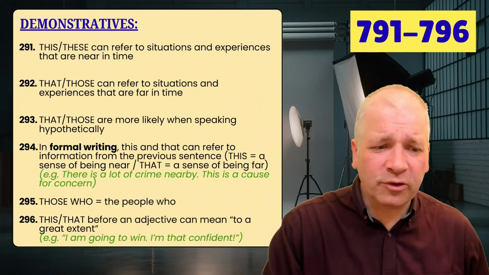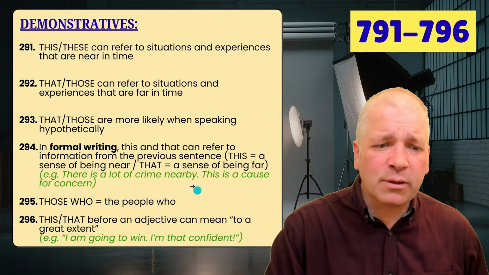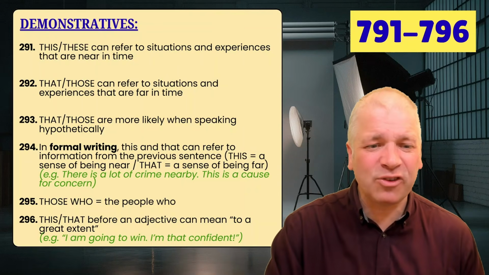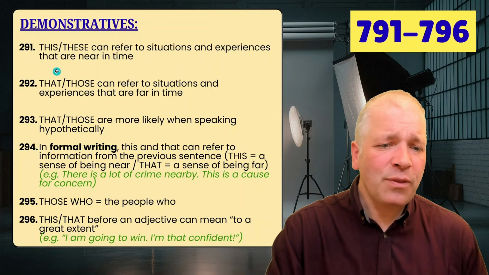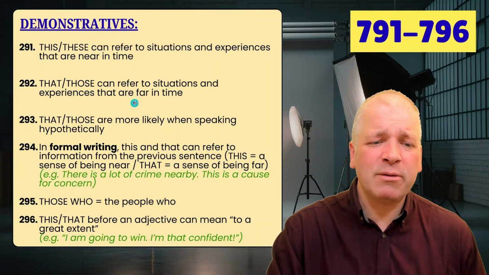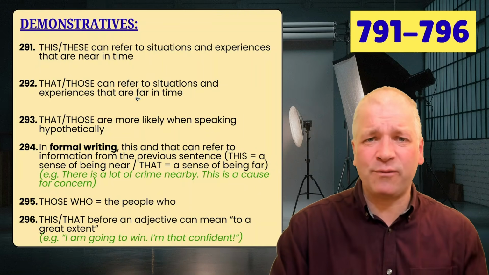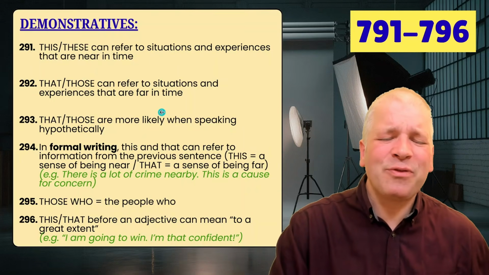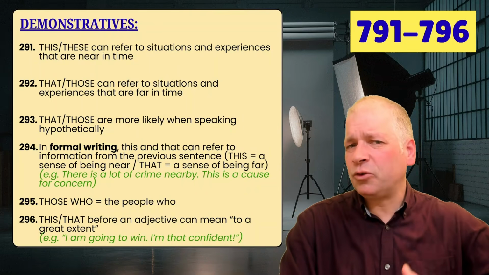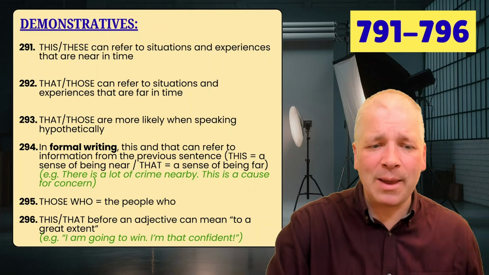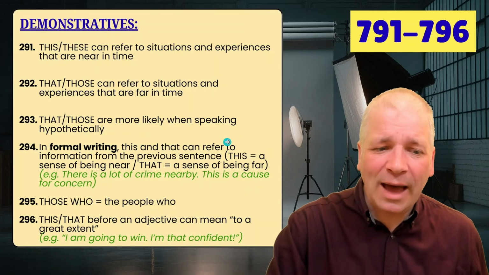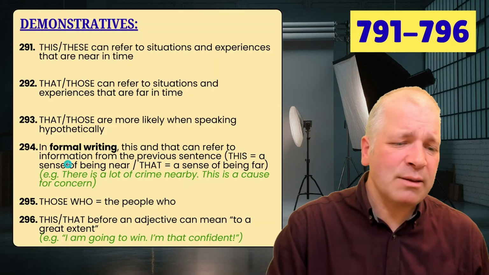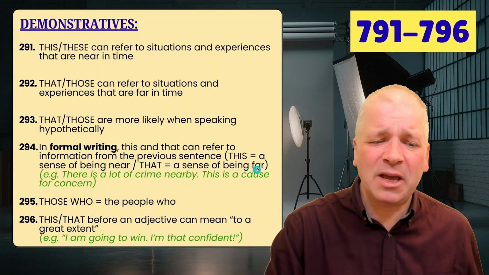Now some more rules to do with this and these. So this and these can refer to situations and experiences that are near in time as well, not just distance. And that and those can refer to situations and experiences that are far in time, not just physical distance. That and those are more likely if you're speaking hypothetically, because if you're being hypothetical, you're talking about reality being further away. In formal writing, this and that can refer to information from the previous sentence. This gives a sense of something being near, that a sense of being far.